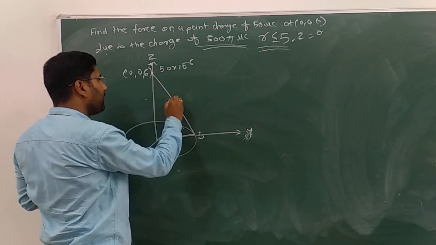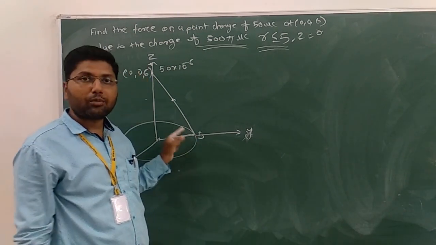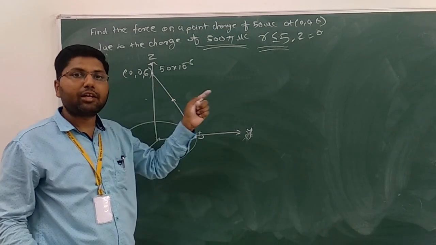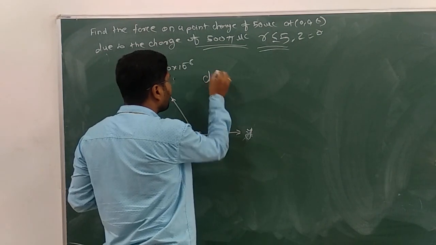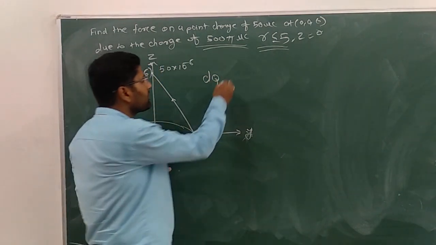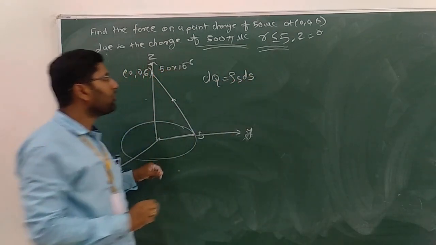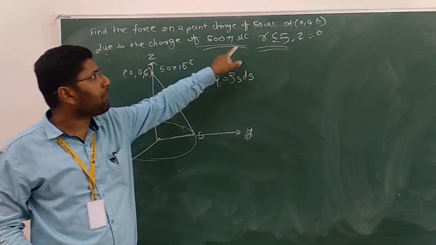Now I will find out through this point. From this point I will calculate, then I will calculate by integration. So at that time you will require this dq. For the surface charge, what was dq? dq is rho s times ds. Now here we have to calculate first: rho s they have given, the surface charge, 500 pi microcoulomb.